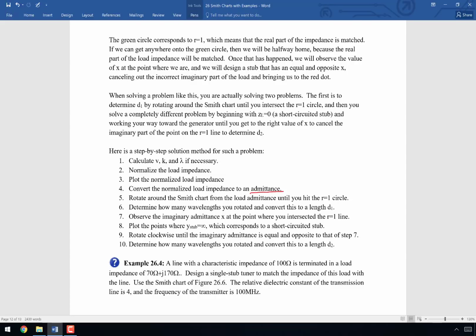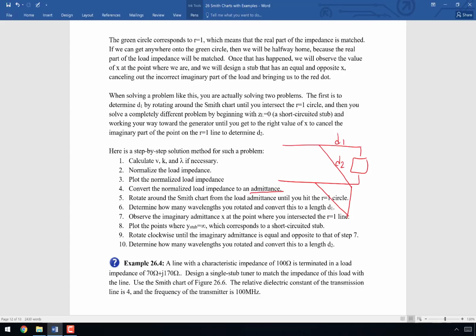Then we rotate around the Smith chart from the load admittance until you hit the green R equals 1 circle. Determine how many wavelengths you rotated and convert that to the length D1. Because remember, what we've got here is we have a load, and we're going to go back a certain distance, and then after we've gone that distance, then we're going to attach the single stub to it. And this distance is D1, and the length of the single stub is D2.